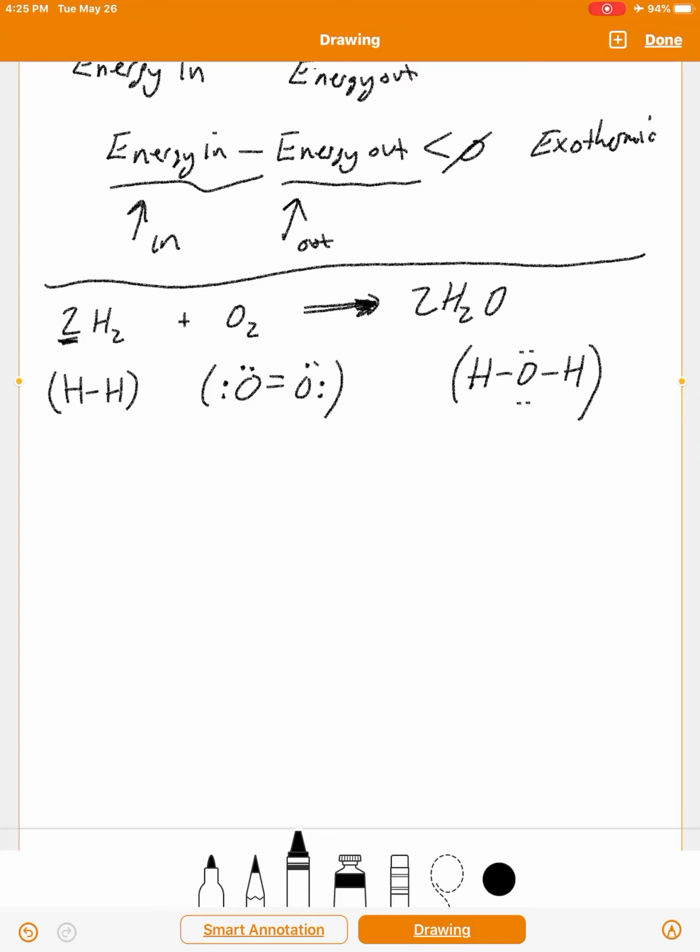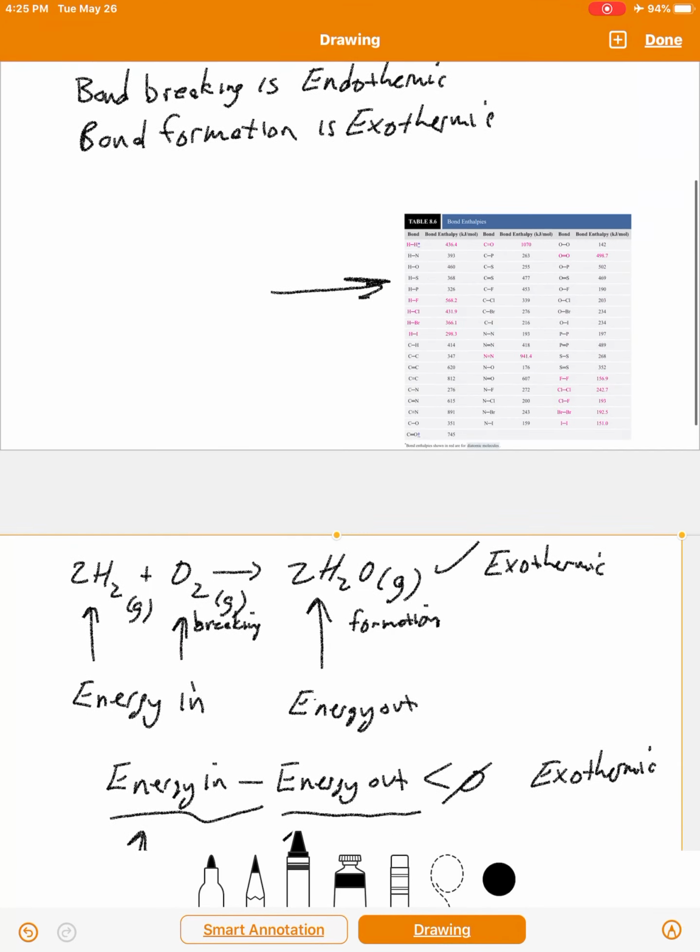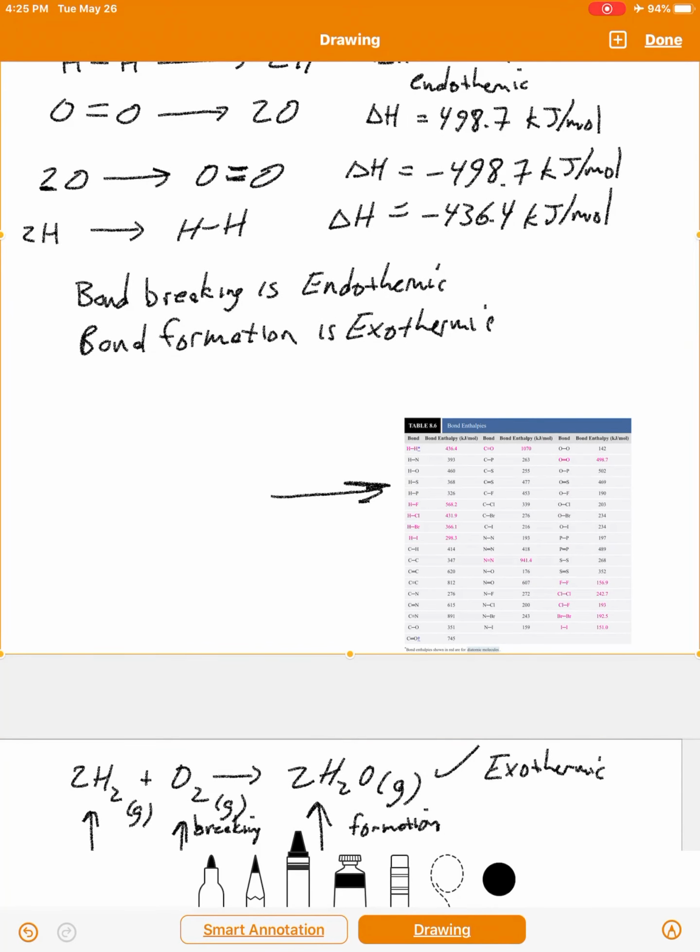There are 2 molecules of hydrogen, or 2 moles of hydrogen, so I'm going to put a 2 there. That's a 1. And then there's a 2 there. Then I'm going to look up the bond enthalpy values. So for hydrogen, we've already talked about that.